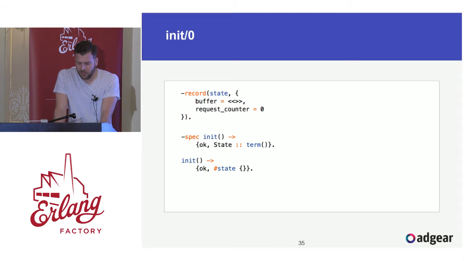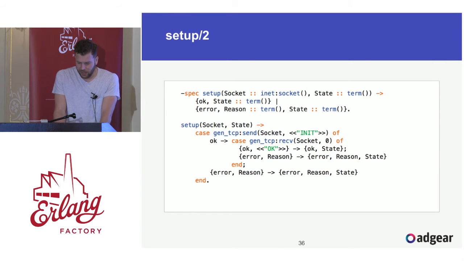So init, like I said, is to initialize the state. In this case, we don't need to do much because there are default values. We have a buffer, which is an empty binary when we start, and a request counter that starts at 0.